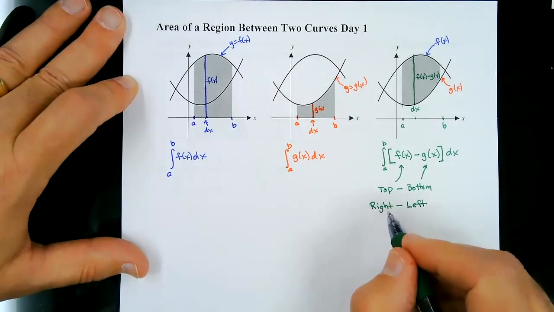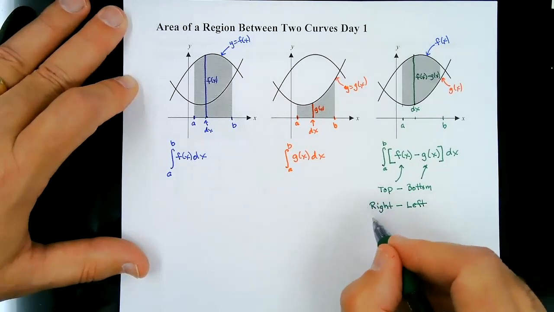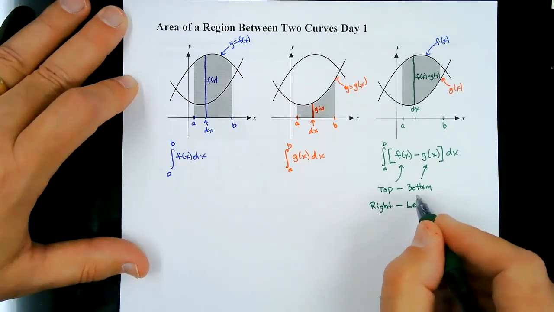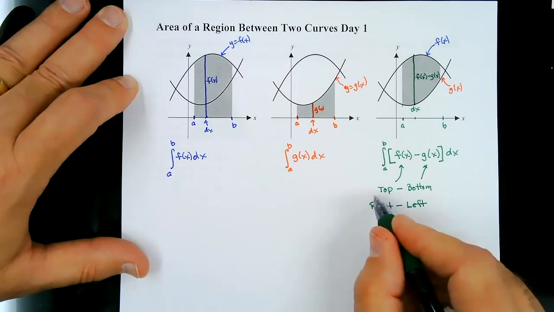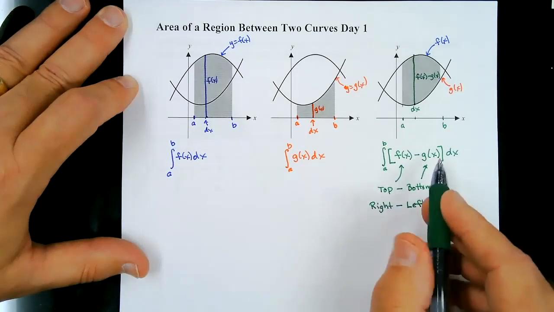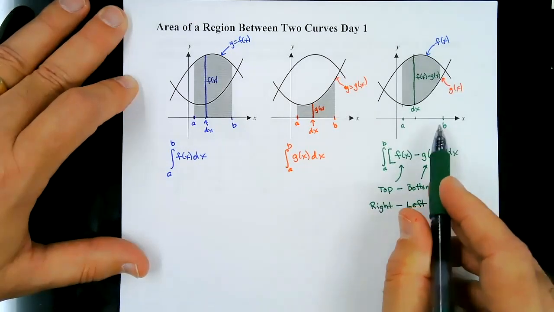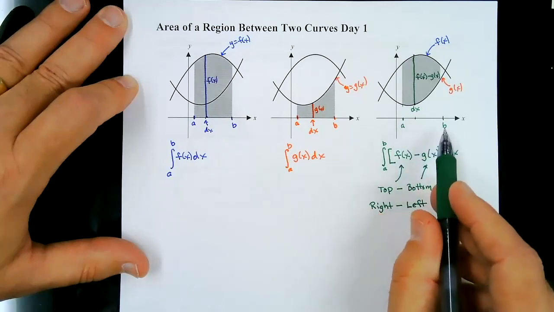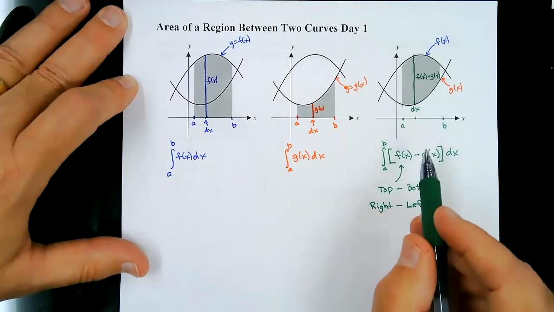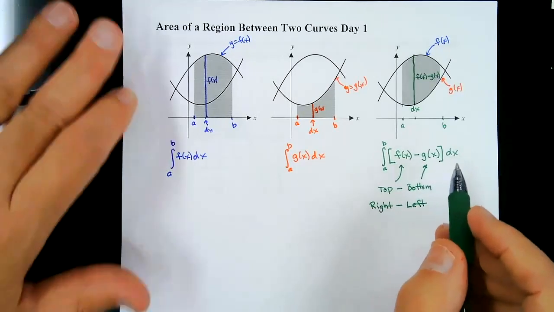And why does it need to be right minus left? Because values on the right are larger than values on the left. In this case, it would be x values. X values on the right, like in this case, b is larger than a. So when we go b minus a, that's going to give us a positive value.